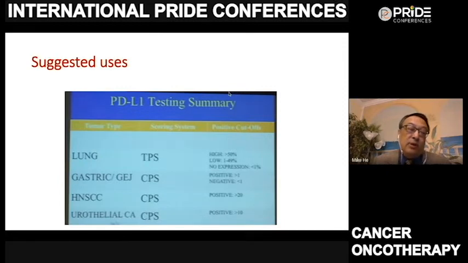This one demonstrates the suggested use and cutoffs in different types of cancers. You can see for some cancers, especially lung cancer, people like to use TPS, and for other types of tumors, people like to use the CPS, with cutoffs ranging from 1% to 10%. Next slide.